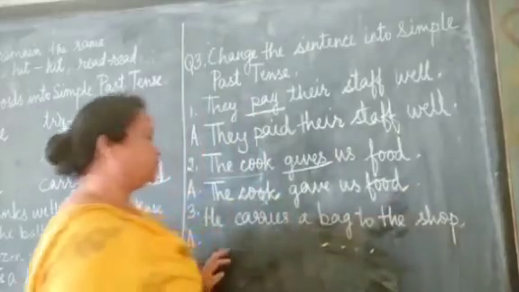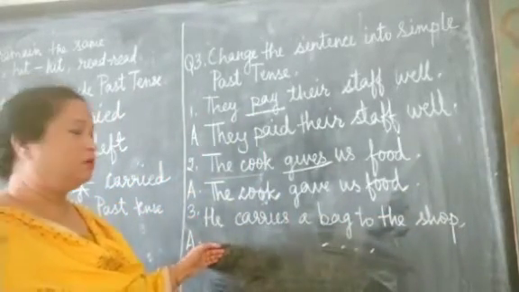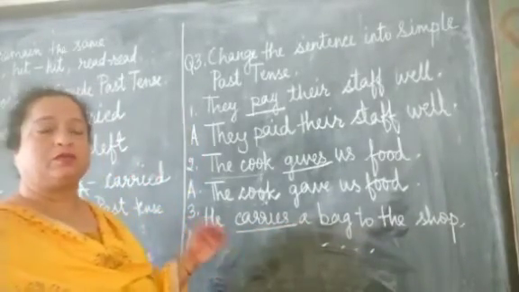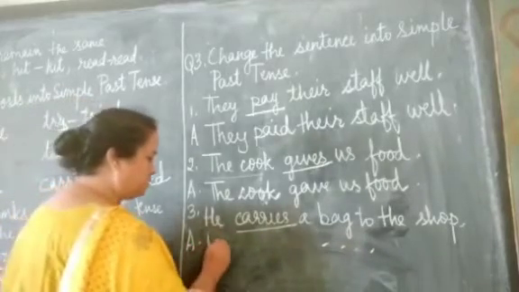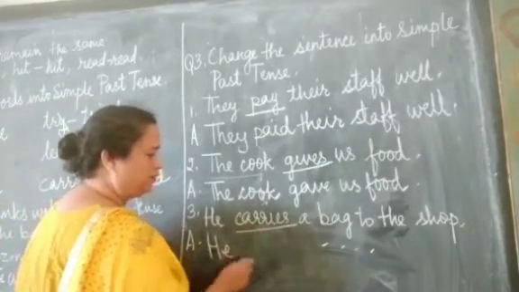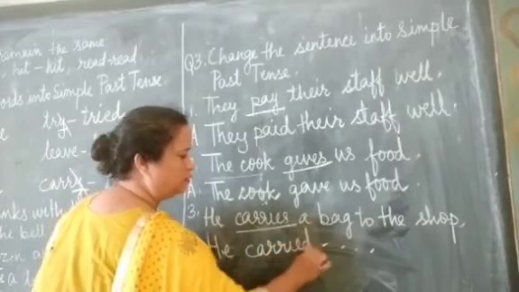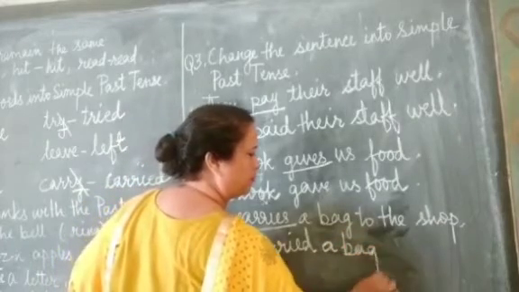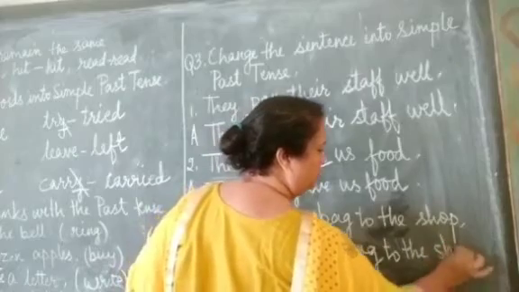Now let us have a look at the next sentence. He carries a bag to the shop. So the verb in the sentence is carries, which needs to be changed into the past tense form. So first we write the subject, he, and instead of carries, we will write carried. I-E-D, carried a bag to the shop.